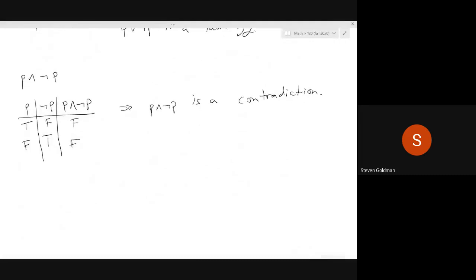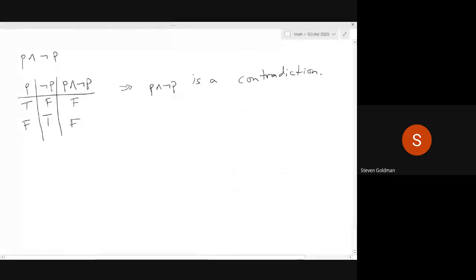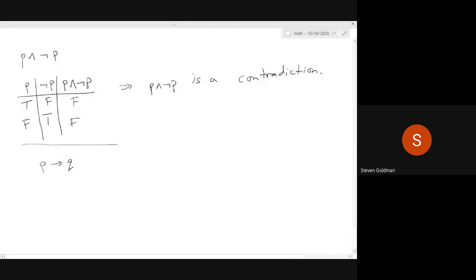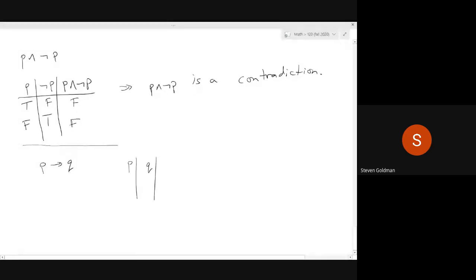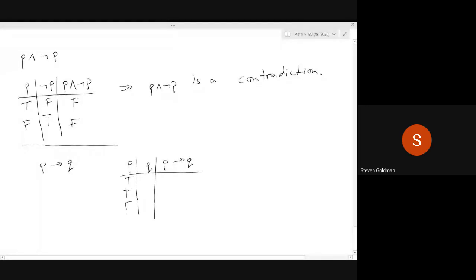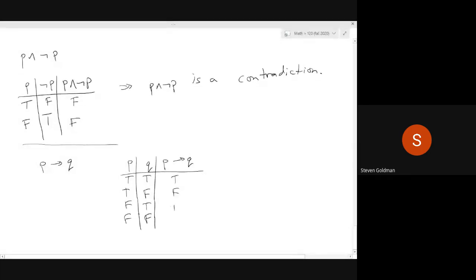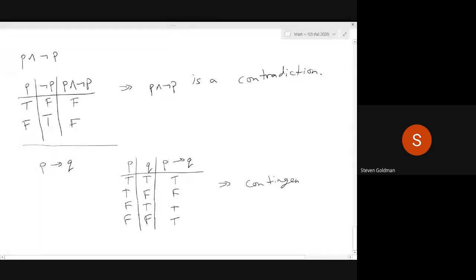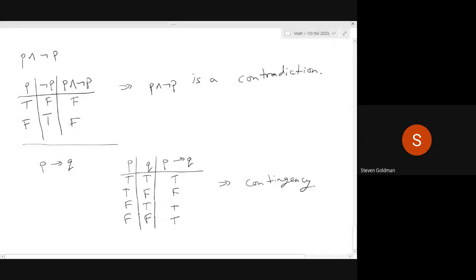All right, and then contingencies, we've seen plenty of contingencies already. For example, take the conditional statement, if P then Q. That's a contingency because it could either be true or false, depending on the truth values of P and Q. Right, that's a contingency. Any questions on that?